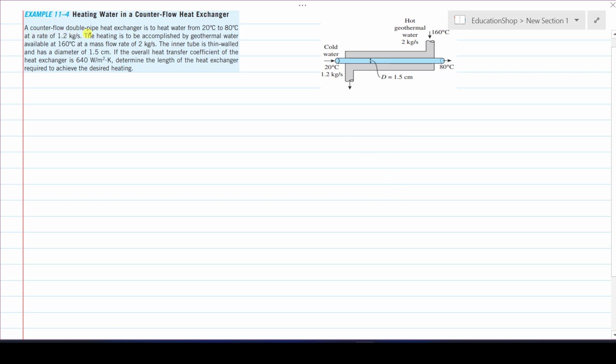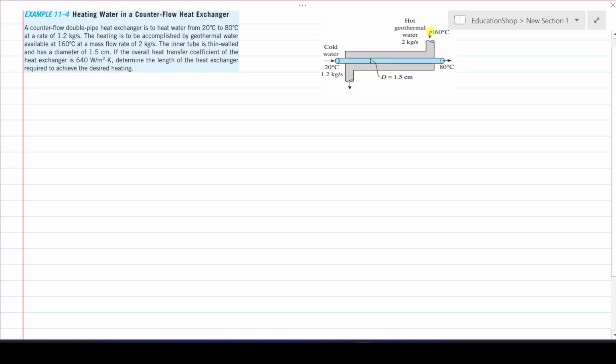A counterflow double pipe heat exchanger is to heat water from 20 to 80 centigrade at a rate of 1.2 kg per second. The heating is to be accomplished by geothermal water available at 160 centigrade at a mass flow rate of 2 kg per second. The inner tube is thin walled and has a diameter of 1.5 centimeter. If the overall heat transfer coefficient of the heat exchanger is 640 watt per meter square Kelvin, determine the length of the heat exchanger required to achieve the desired heating.